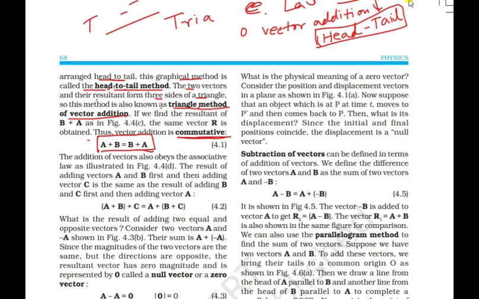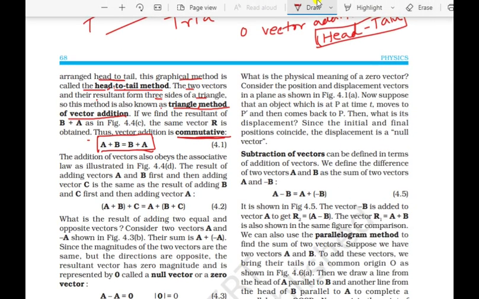Okay, next. The addition of vectors also obeys the associative law, as illustrated in figure 4.4d. The result of adding vectors A and B first and then adding vector C is the same as the result of adding B and C first and then adding vector A. See, 3 plus 2 in brackets plus 4 is equal to 3 plus 2 plus 4. This is known as the associative property.